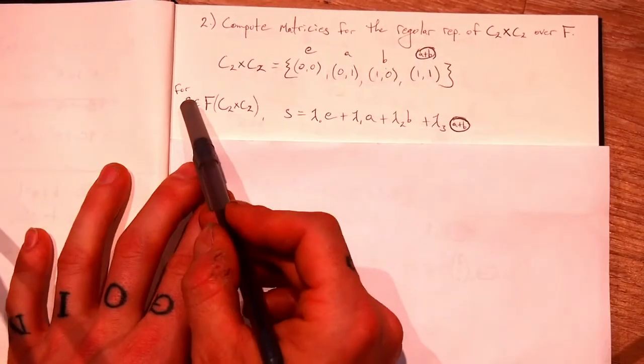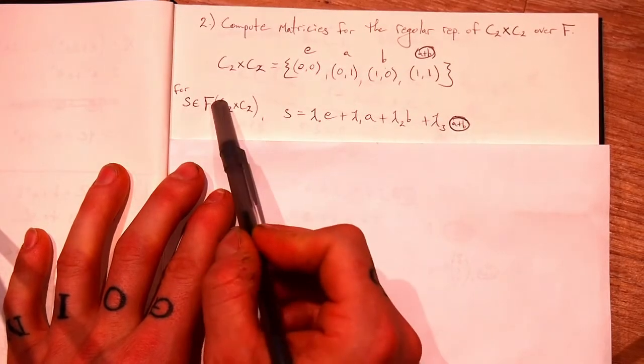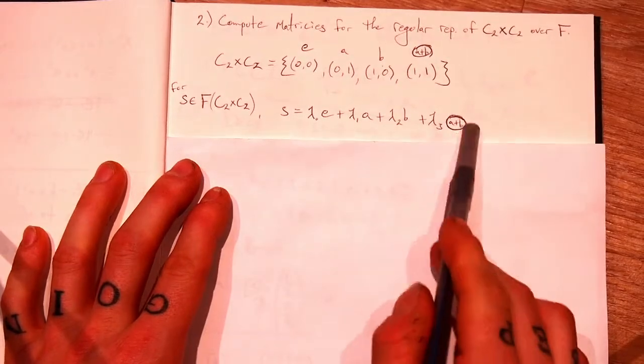Now for any element of our group algebra of F C2 by C2, this is our group algebra, it's going to be written like this. We have our group elements as our basis vectors for our vector space.